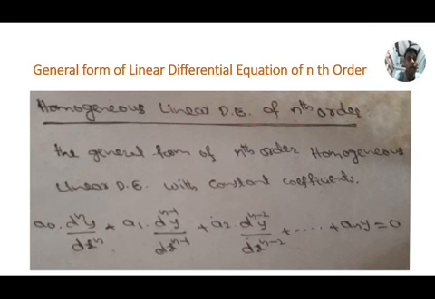This is a0 d^n y/dx^n + a1 d^(n-1) y/dx^(n-1) + a2 d^(n-2) y/dx^(n-2) + ... + an y = 0. It is an nth order homogeneous linear differential equation with constant coefficients. Next we will see the working rule to find the general solution of this equation.